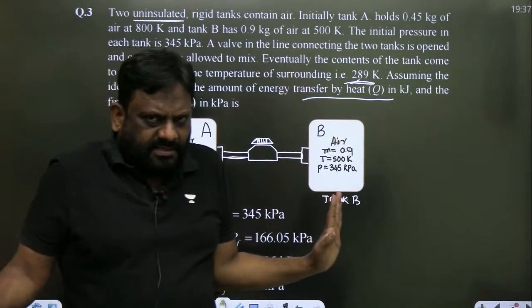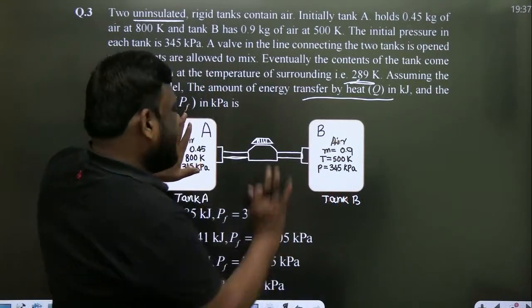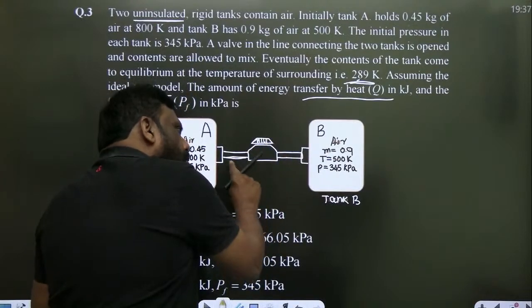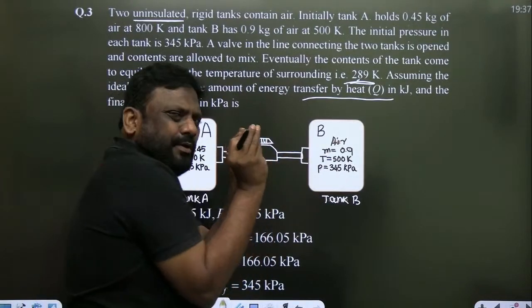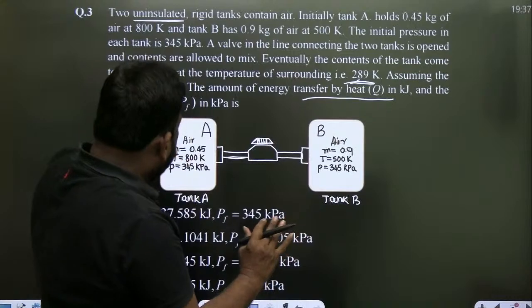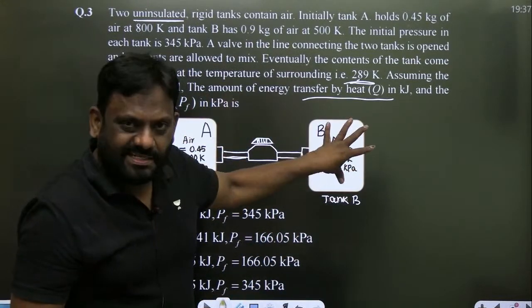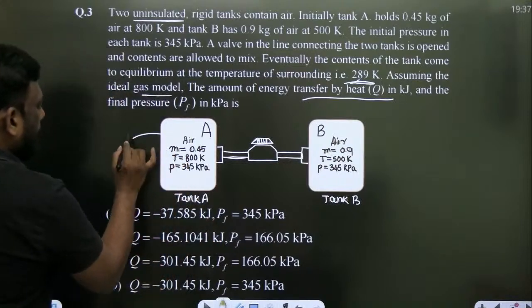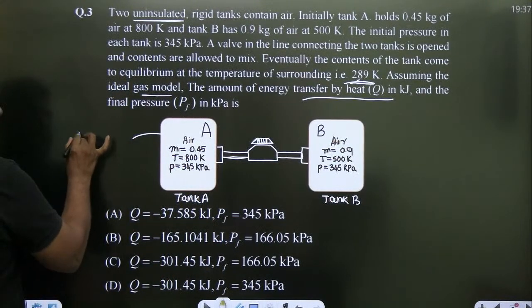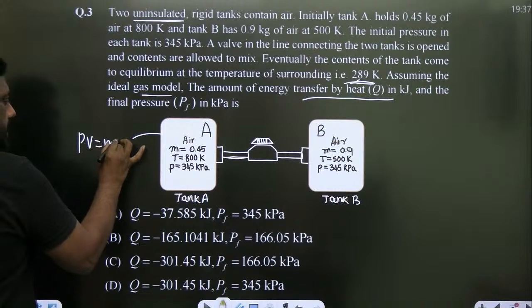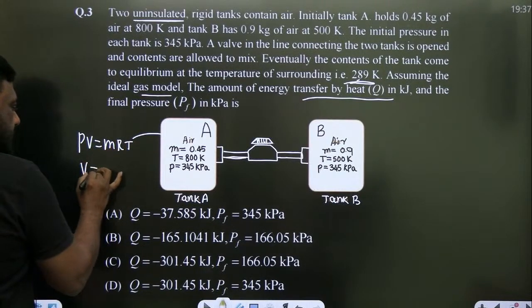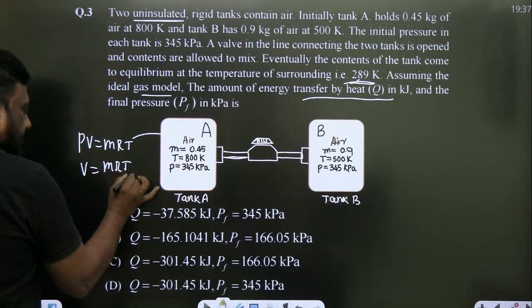कुछ मत करना सर, ये रिजिड टैंक है, ये रिजिड टैंक है। See the volume occupied by this pipeline, ये छोटे walls is negligible, तो this volume calculate करो। It is a rigid container. Can I calculate the volume? My dear friends, PV is equal to MRT, तो volume तो आ जाएगा MRT by V.